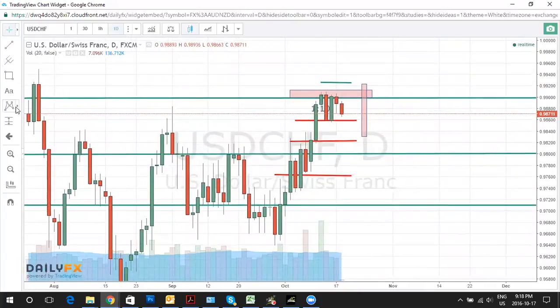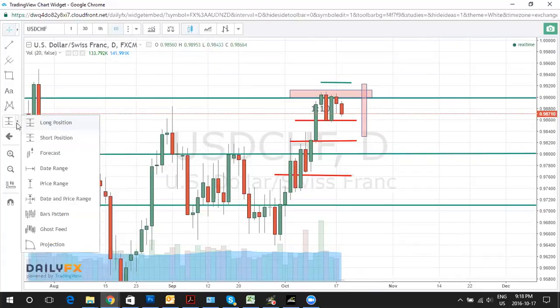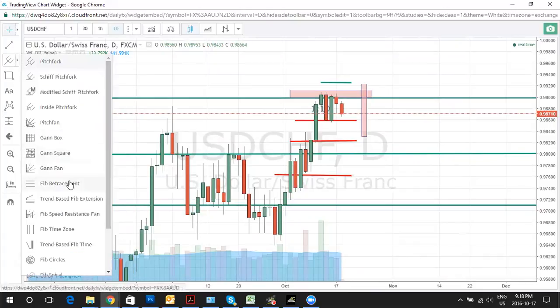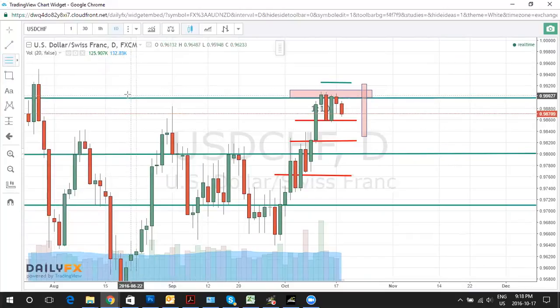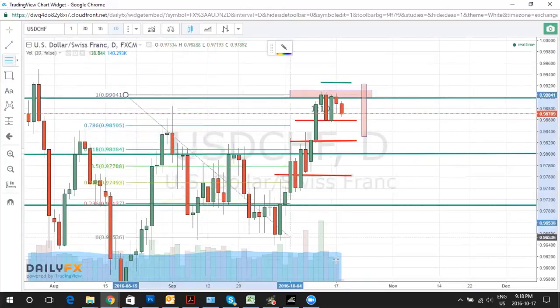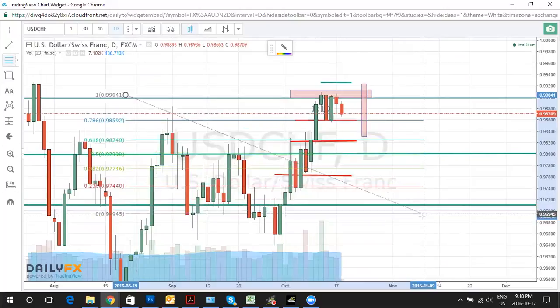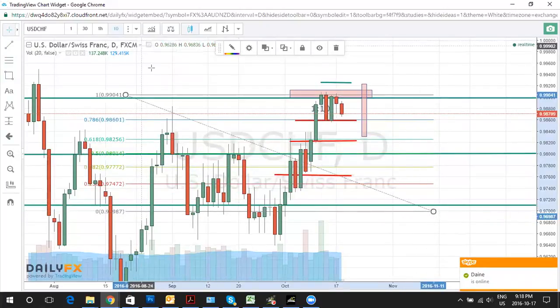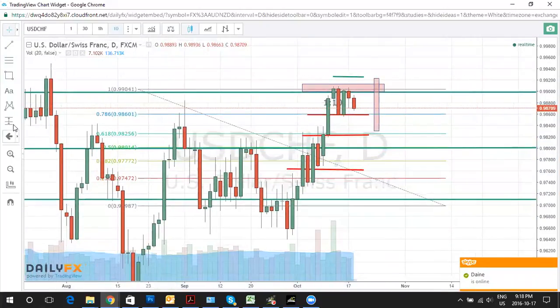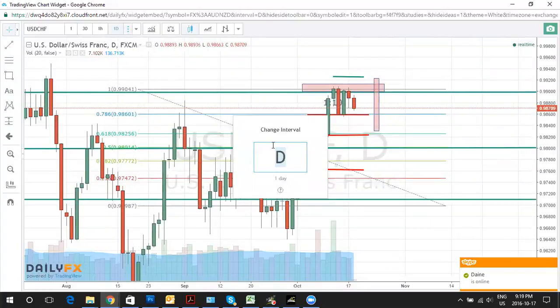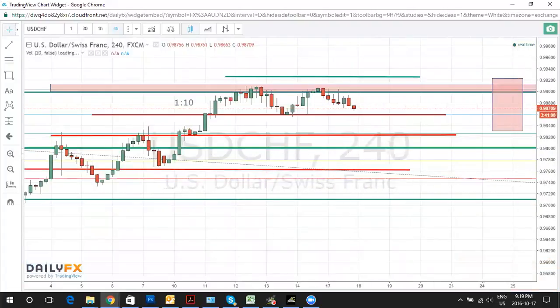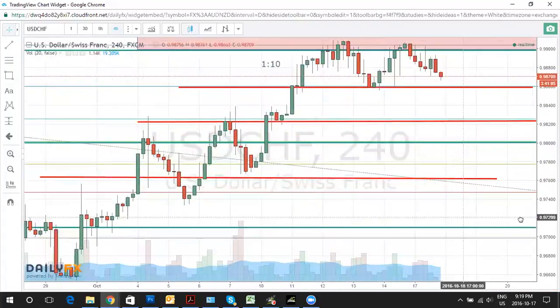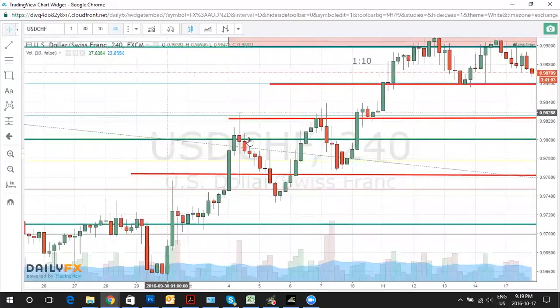What I do is you draw out your Fibonacci's, swing high to swing low. There we go. Now, you can see that Fibonacci levels are basically retracement levels which fall on support and resistance zones. What's going on with Fibonacci?